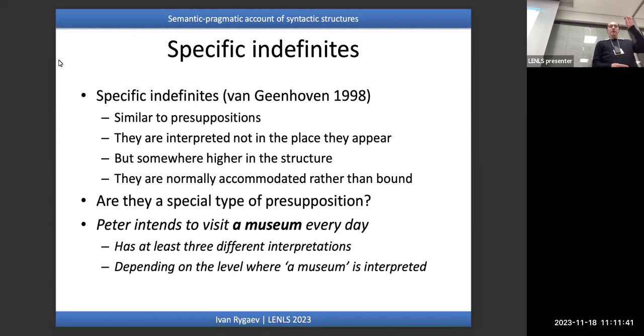The difference is that they are normally accommodated and not bound. So are they a special type of presupposition or what? For example, in this sentence, "people just do this energy every day," this sentence has at least three different interpretations depending on where you interpret energy and at which levels.